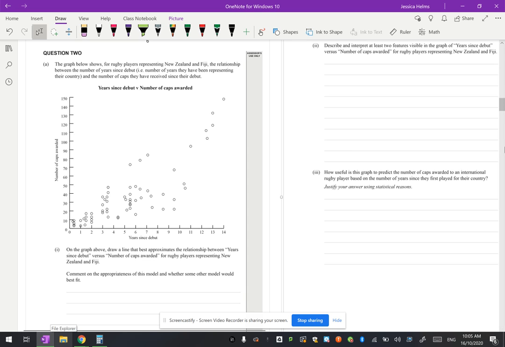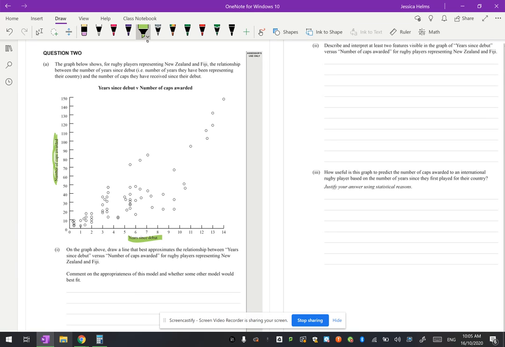This is question 2 of the 2019 Chance and Data exam paper, and this is continuing on about rugby players. So this graph below shows, for rugby players representing New Zealand and Fiji, the relationship between the number of years since debut, i.e. the number of years that they've been representing their country, and the number of caps that they've received since their debut. So we've got years since debut along the bottom, and then number of caps awarded up here.